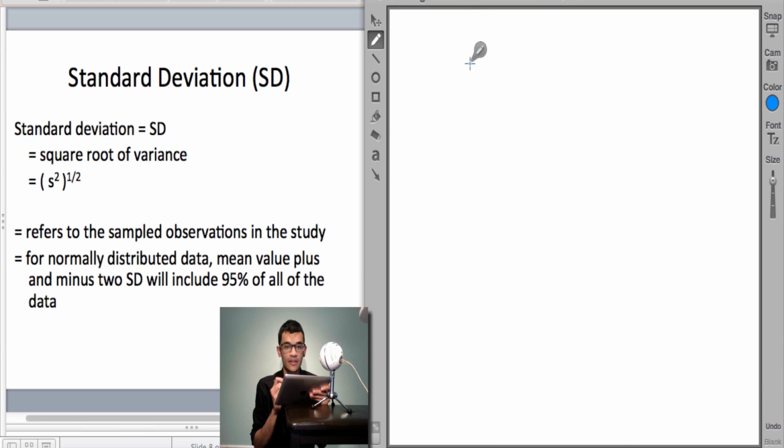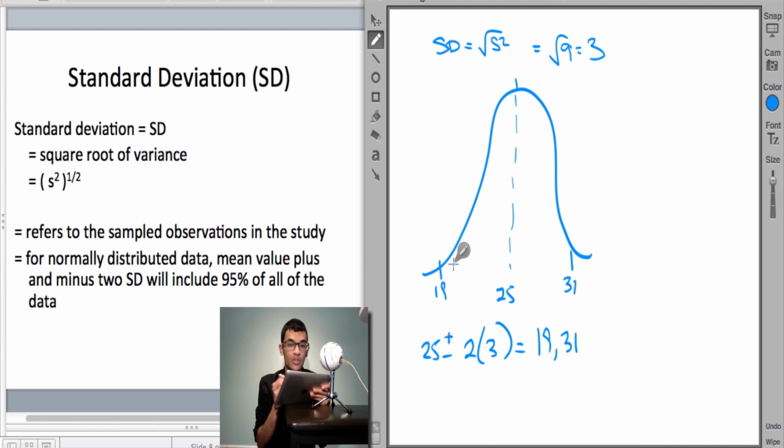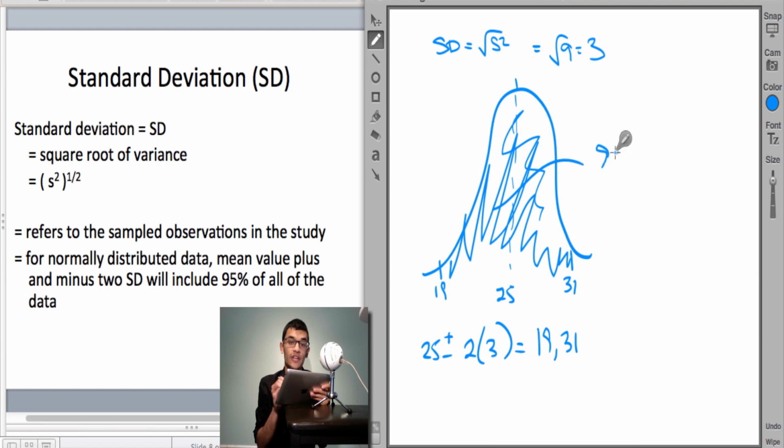Standard deviation is the square root of variance, so the standard deviation is indicative of sampled observations. It helps us determine the 95% range of the data that we've collected. Our standard deviation is therefore the square root of 9, or 3. If age is normally distributed, and the mean value is 25 as we calculated before, we can add 2 standard deviations to the mean value, so that would be 2 times 3 added to 25, and the mean subtract 2 times 3. So that range from 19 to 31 will cover 95% of our data. So we would expect to find 2.5% of our population over age 31 and 2.5% under age 19.